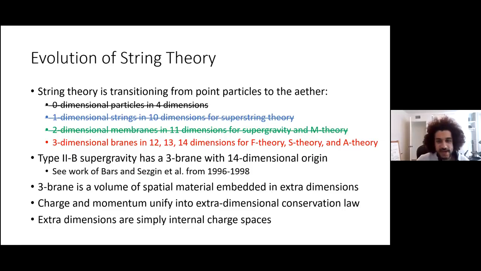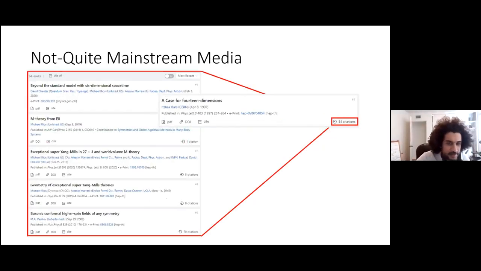And so really getting back to this idea of something like an ether, they're just saying that there's this material. And so it's not that new of a concept. So just to establish myself. In 1997, this 14-dimensional idea was put out by Itzhak Bars, who's a very serious string theorist. And this isn't really something you're going to hear from many people in mainstream media, because no one's talking about it.